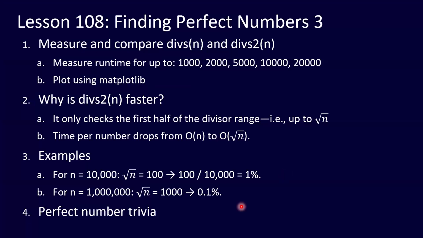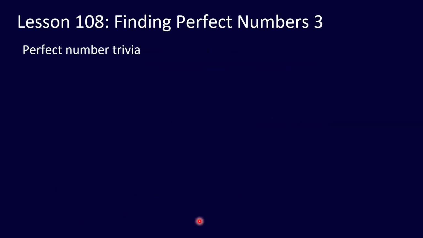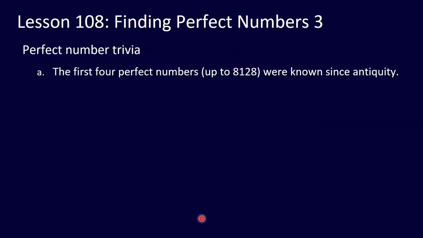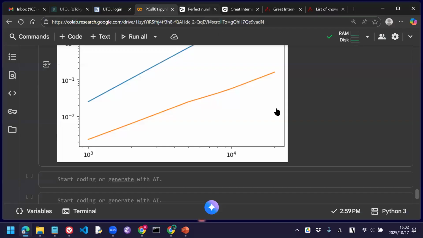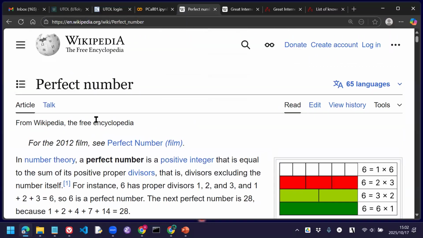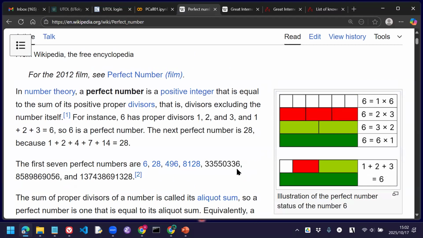So there are many interesting things about this result. But anyway, the point is, perfect numbers are an interesting topic. So I will let you know several perfect number trivia. If you go to the perfect number Wikipedia page, for example, you can find many interesting things about perfect numbers.